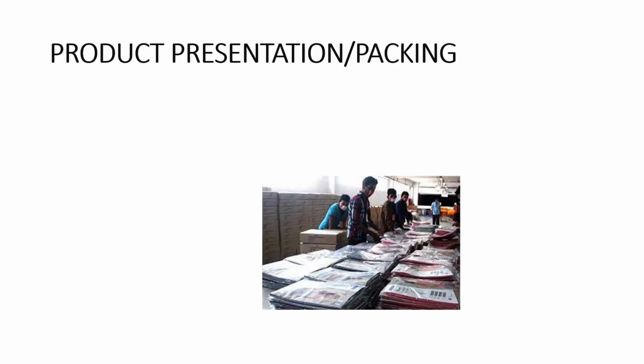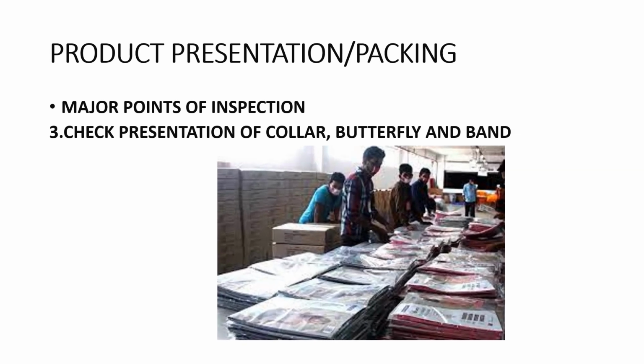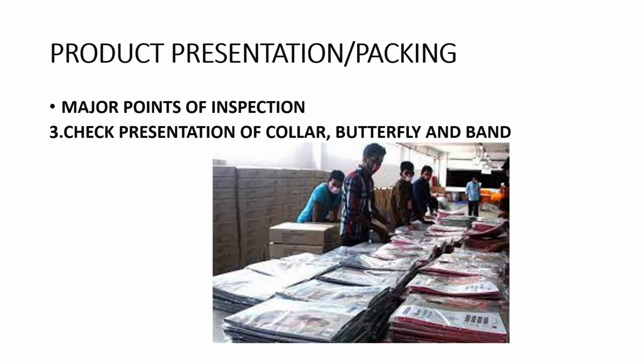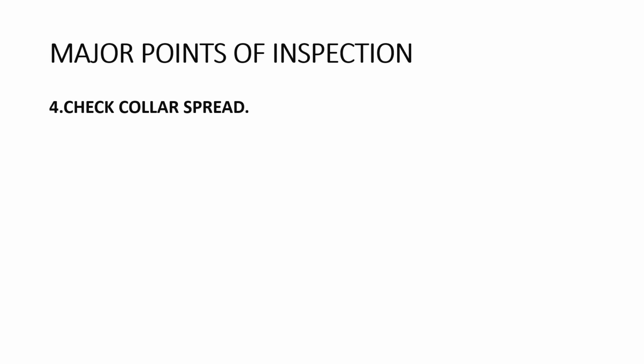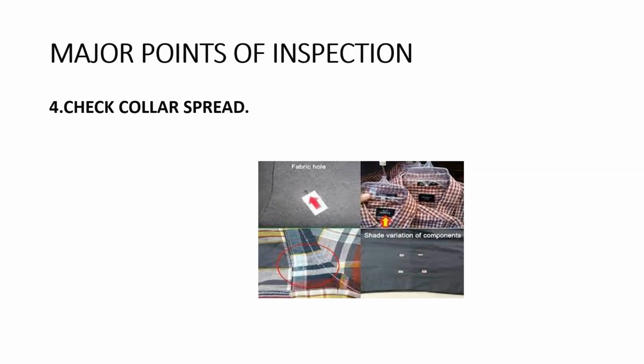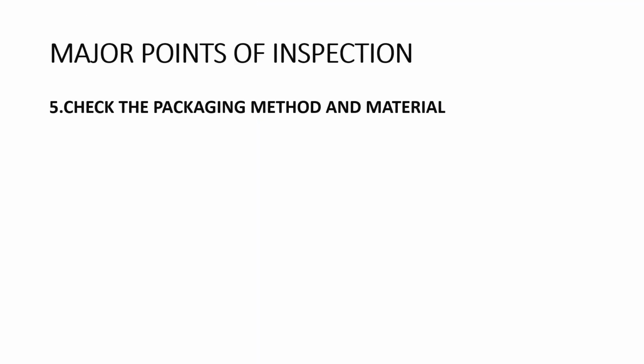Now the next important point in product presentation is to check the presentation of the collar, butterfly and band, whatever has been used there. So these are the different steps by which the product presentation or packing can be done. This particular presentation talks about collar, butterfly or band, etc. Then comes the collar spread. How is the collar spread looking? That part has to be inspected correctly.